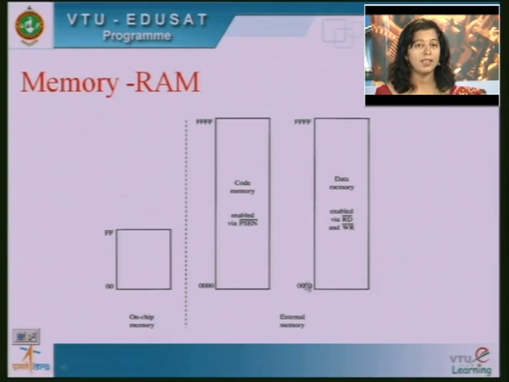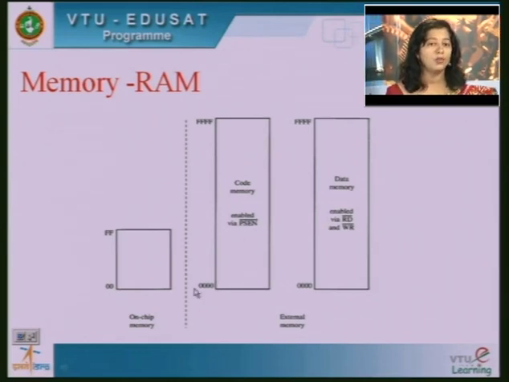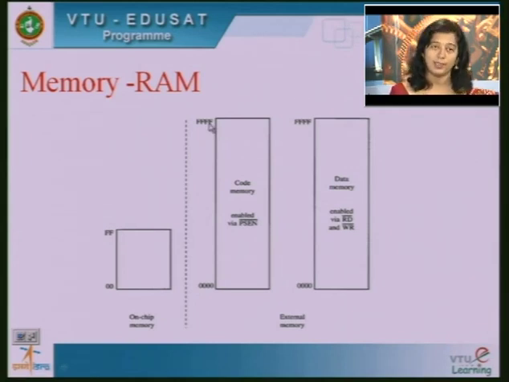This is on-chip memory, this is external memory. You can see the address here, all zeros to all Fs. That means it is totally 2 to the power of 16 or 64 kilobytes, okay.